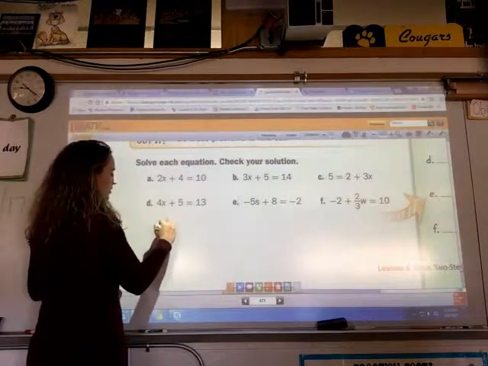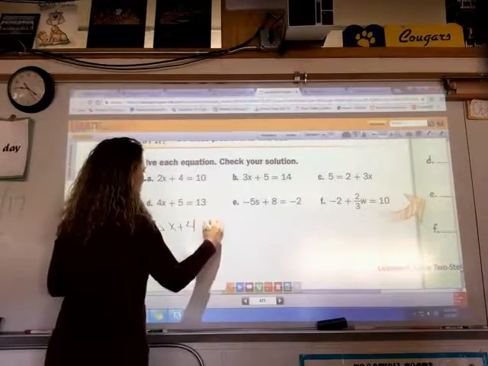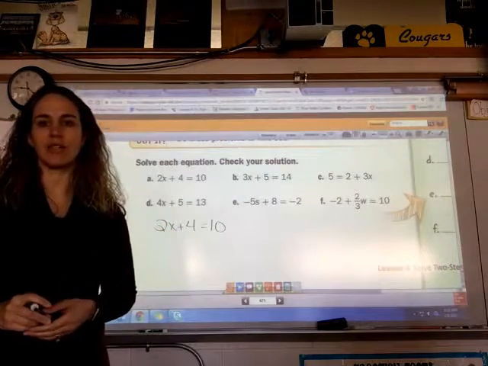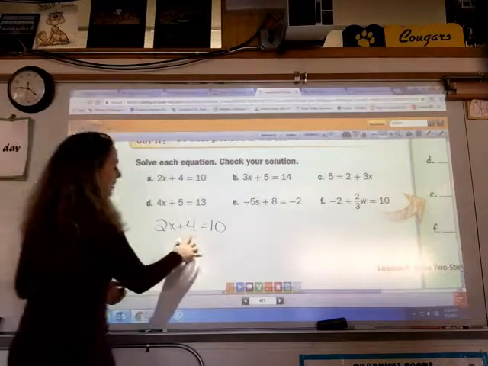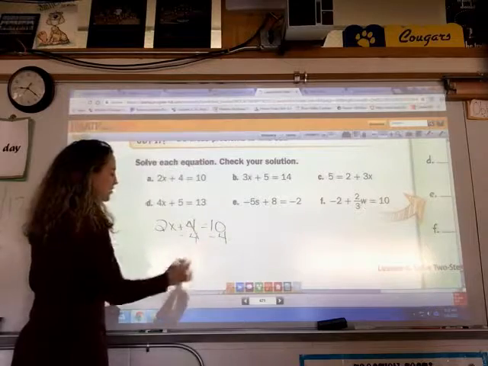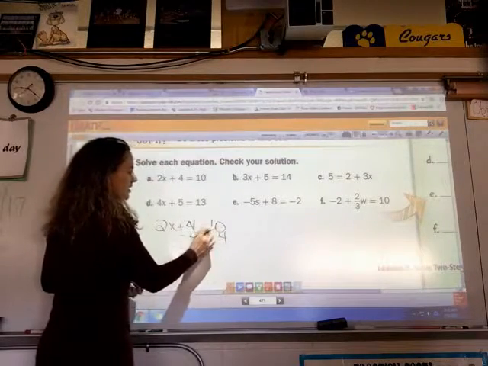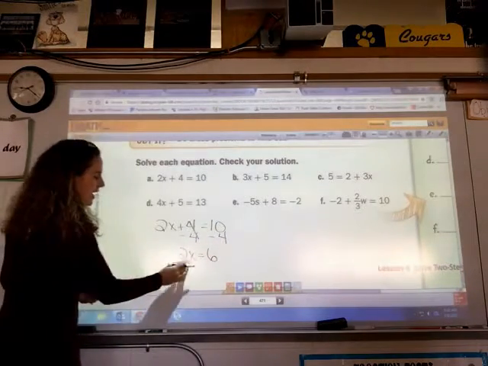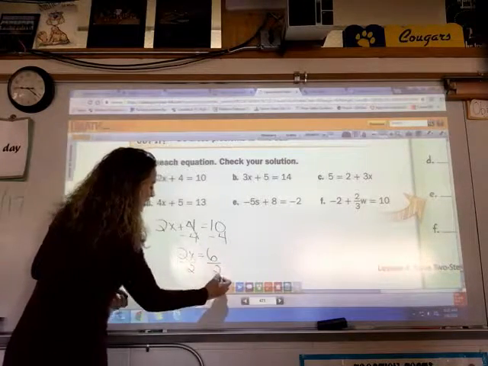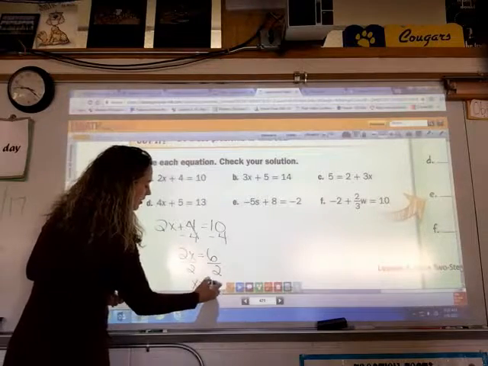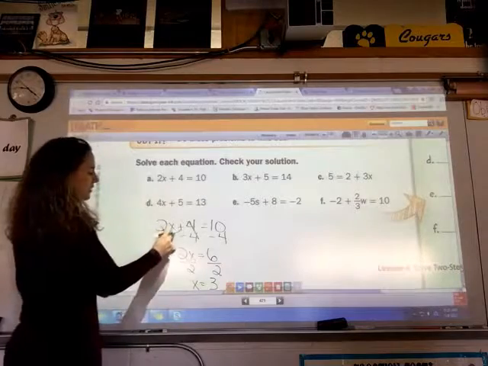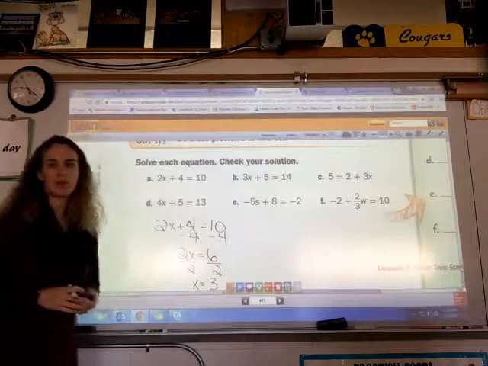So I've got 2x plus 4 equals 10. And remember, like we talked about earlier, you want to get rid of whatever you are adding or subtracting first of all. So in this case, we're adding 4, so the opposite of adding 4 is to subtract 4. So 4's are going to cancel, 2x is going to equal 10 minus 4 is 6. Now I'm taking 2 times x, the opposite of multiplication is division. So I'm going to divide both sides by 2, x is going to equal 3. Now I can go back and check it. 2 times 3 would be 6, 6 plus 4 is 10, so it does check out.